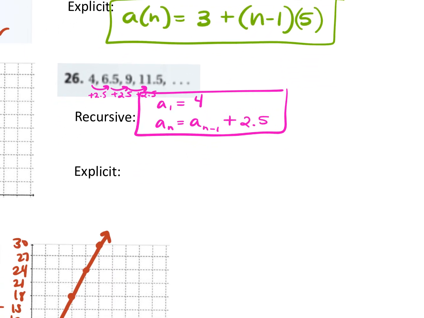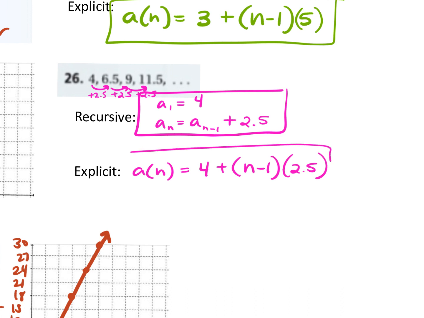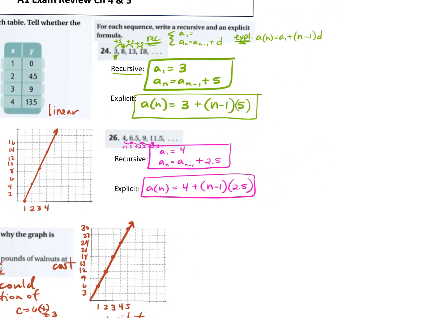And then your explicit formula is going to be a of n equals the first term plus n minus 1 times that common difference of 2.5. Okay, so that's your explicit. And again, you don't need to simplify that any further for me. You could, if you wanted to make the equation a little simpler, that's fine, but I'm not going to make you do that. You can just leave it right like that.